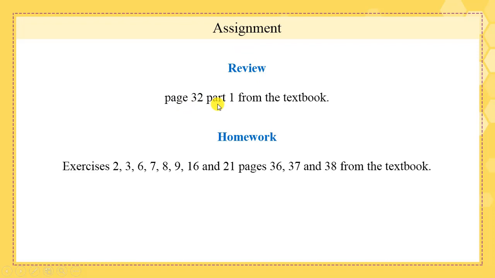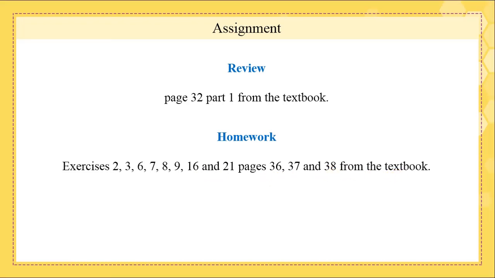Assignment. Review page 32, part 1 from the textbook. Homework exercises 2, 3, 6, 7, 8, 9, 16, and 21, pages 36, 37, 38 from the textbook.